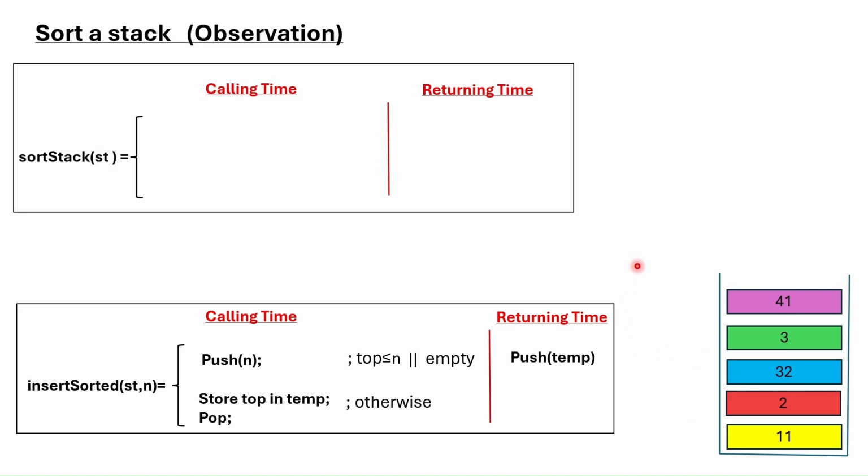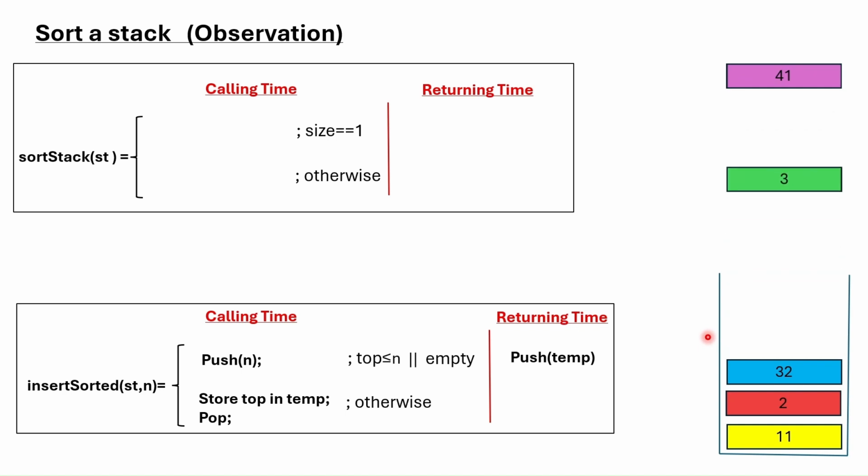Let us now look again at how the sorting is done, but this time we will closely observe the sort stack function. So what were we doing? We were checking, is the size equal to 1 or otherwise? Now check, is the size 1? No. So what do we do? We store this 41 in a temporary variable and we pop. Is the size 1? No. We store this 3 in a temporary variable and we pop.